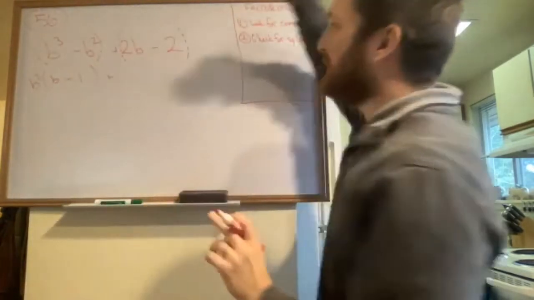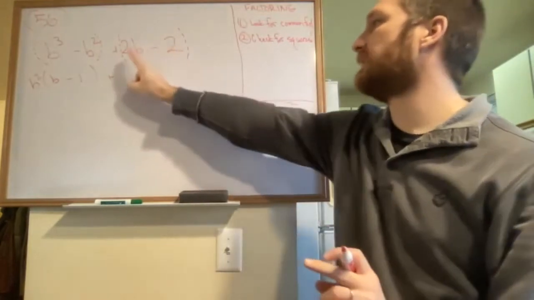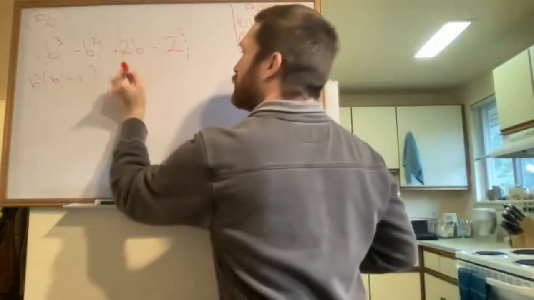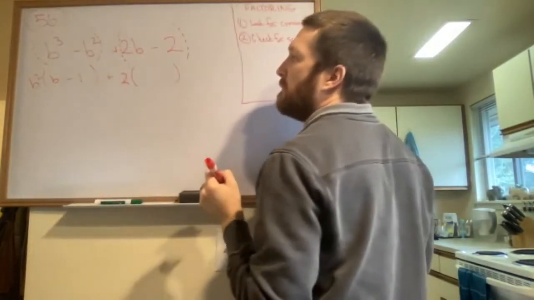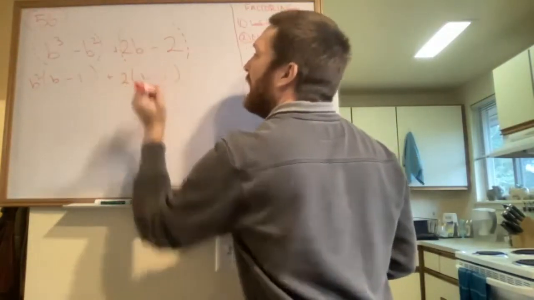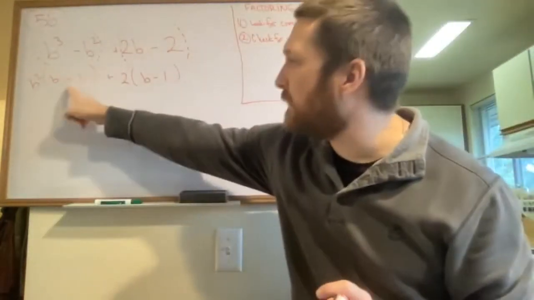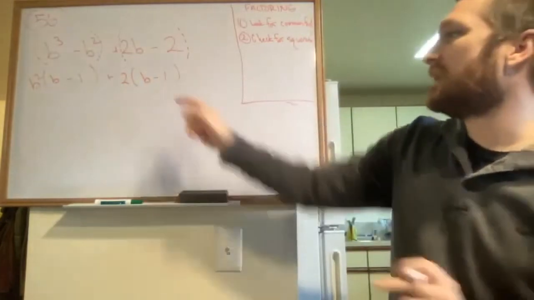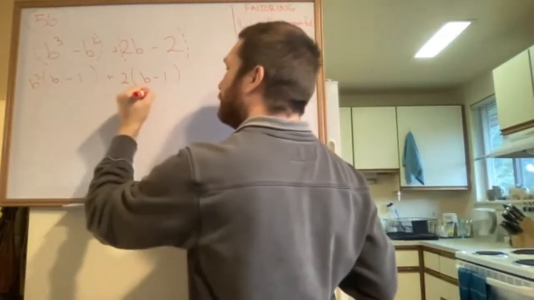What about in this second bit right here? What is common in both of these? A 2. So I could pull out a 2, and what am I left with? B minus 1. And now, this is what we end up with. B minus 1, B minus 1. We could pull out the b minus 1.